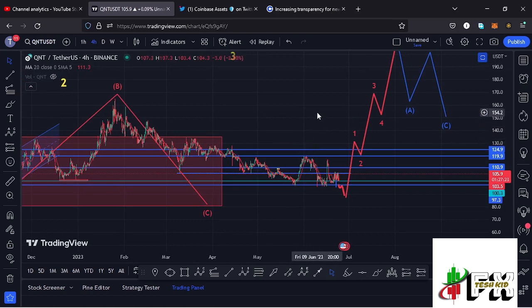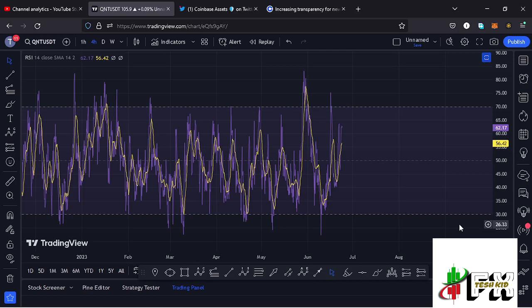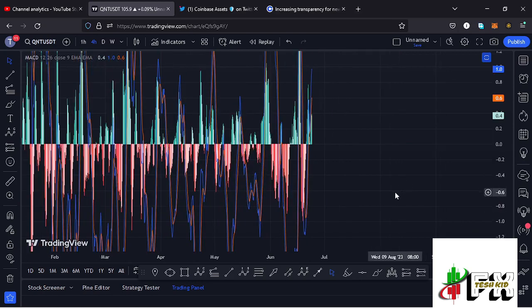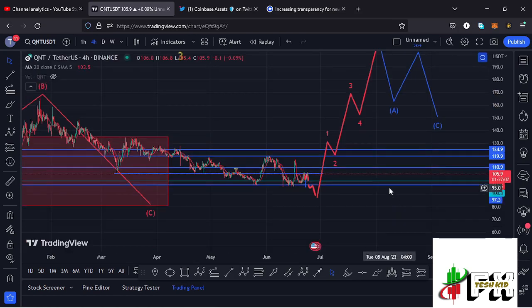Also taking a look at the indicators, here on the RSI we are trading at around the 62 mark. Also taking a look at the MACD, we have been able to print a bullish cross, fully supporting higher prices. So let's be patient and see how that plays out, and I'll be keeping you updated.